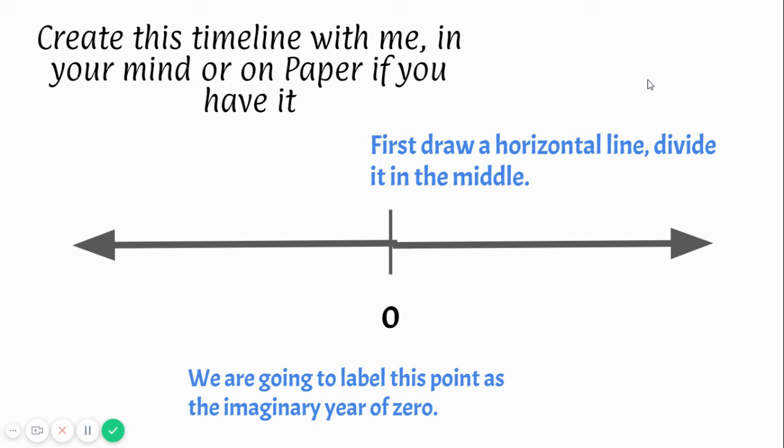Here's what I want you to do. I want you to create this timeline with me. You can do it in your mind, or you can do it on paper if you have it. First thing you need to do, draw a horizontal line and divide it in the middle. That division point is going to be labeled 0. It's an imaginary year, year 0.